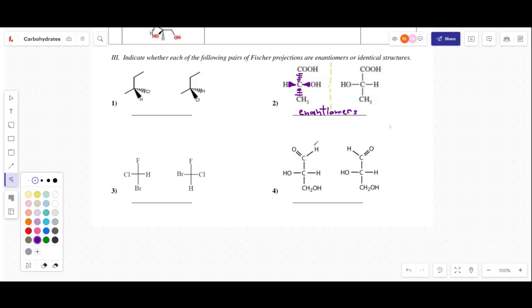All right, so now let's take a look at number 4. So your hands are achiral and enantiomers? No, they are chiral. They're chiral enantiomers of one another. They're non-superimposable mirror images.